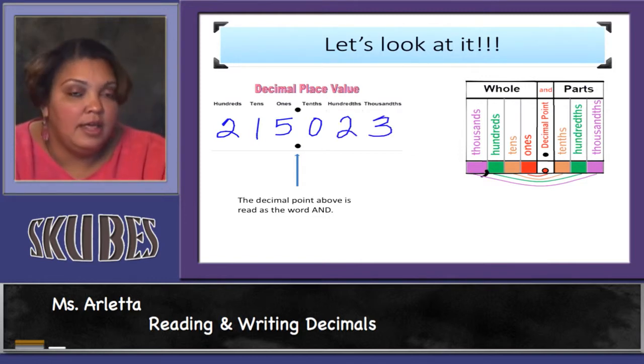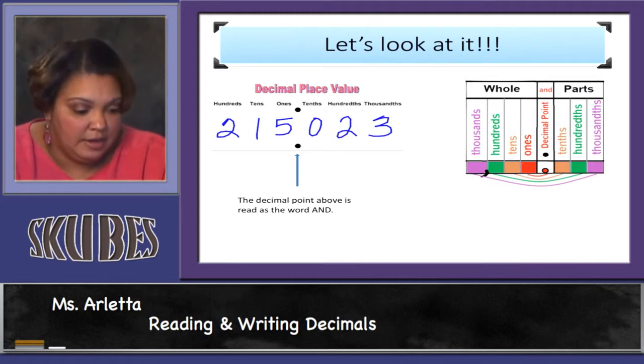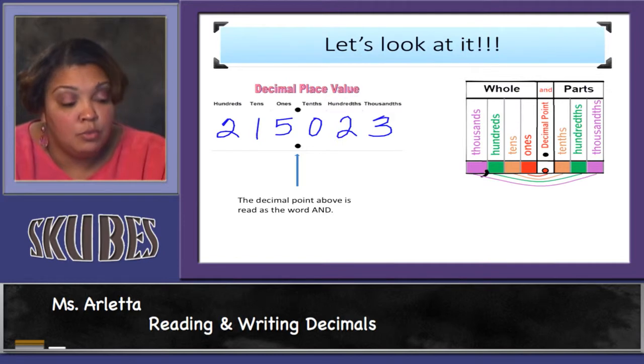If you notice, to the left of the decimal point, you have the whole number 215. However, to the right of your decimal point, you have 023. And the easiest way to remember is the place value after the last digit is how you read it. What I mean when I say that is the way this number would be read is 215 and 23 thousandths.